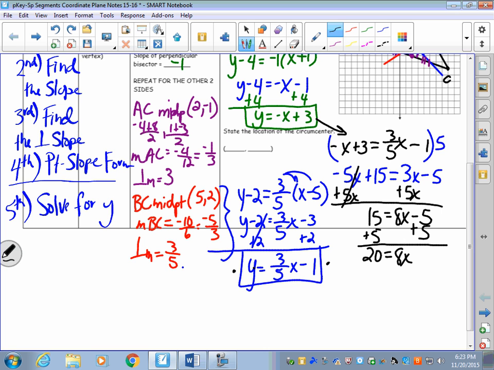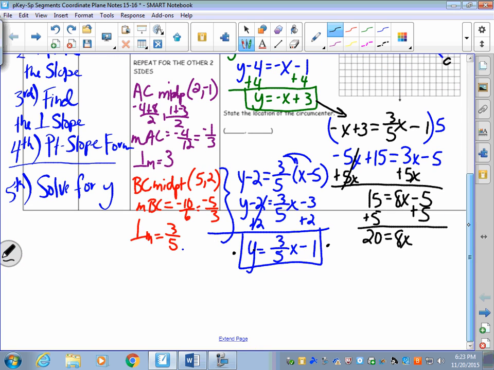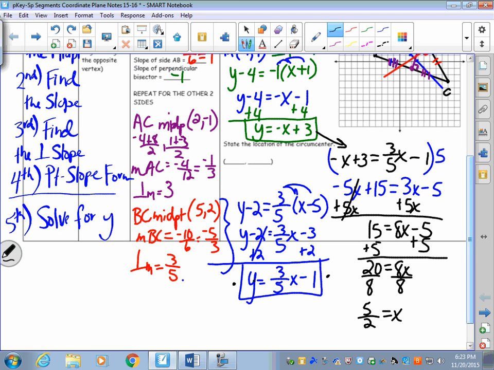And this makes sense because it's not an exact point. It's not a whole number. We look at what we have here, the intersection of those 3 perpendicular bisectors is not an exact point. So it's going to give us a fraction. We're going to divide by 8 on both sides. We're going to reduce that. And hopefully we get, and you see, 5/2 equals x. So basically, our x coordinate is 5/2 for the point of intersection.